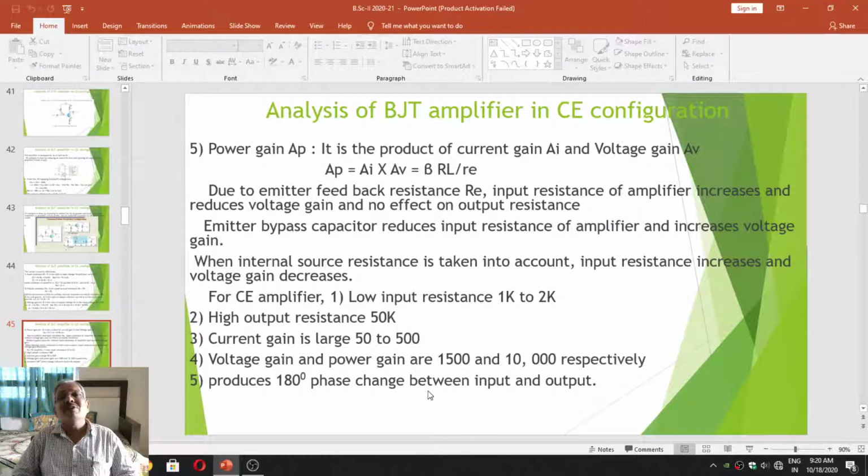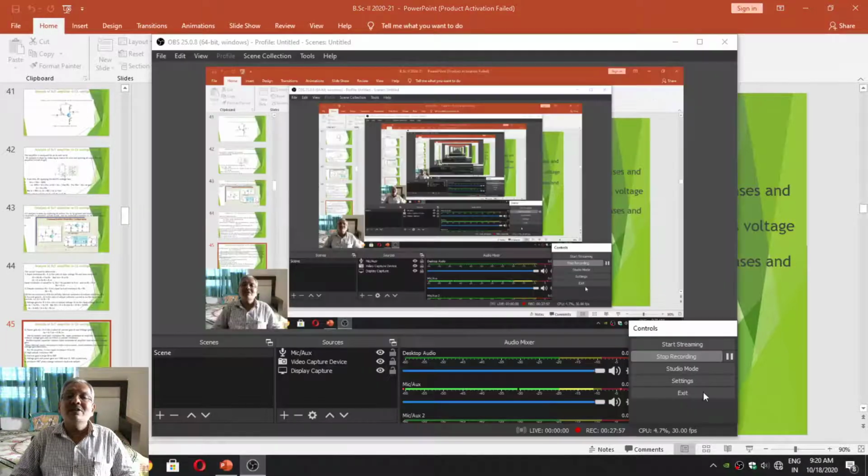Student friends, that's how we can analyze the amplifiers. So this is what you have to remember about the analysis of the amplifier in common emitter configuration. That's all for today. Next time we will go for the common base configuration analysis.